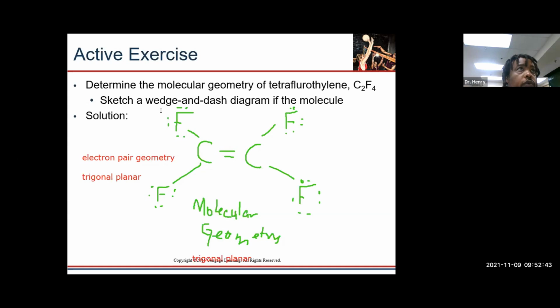So the wedge-dash for this particular molecule would be, again, planar, so it's going to be flat. In this case, you won't have anything coming out towards you or back towards you. It's all going to be in the same plane.